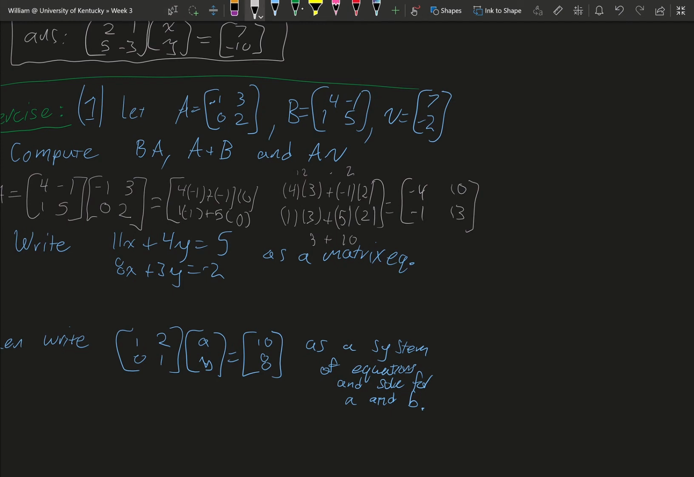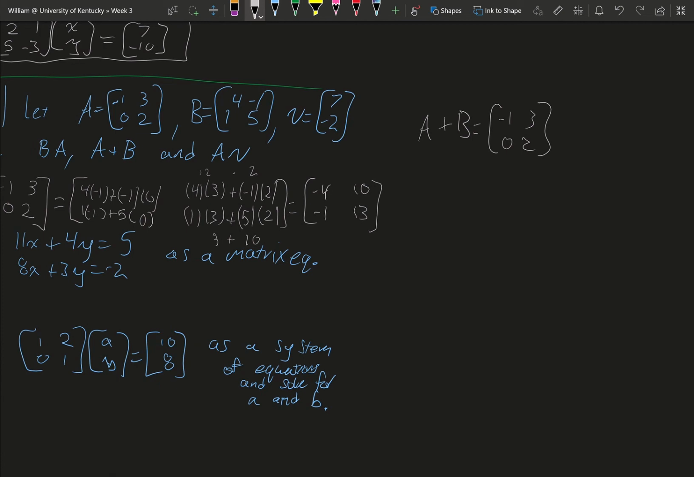A plus B, pretty simple. Just do it entry-wise, [-1, 3; 0, 2] plus [4, -1; 1, 5]. So negative 1 plus 4 is 3, 3 plus negative 1 is 2, 0 plus 1 is 1, and 2 plus 5 is 7.